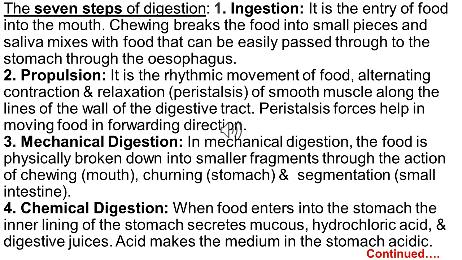Steps of digestion of food in the human body. There are 7 steps of digestion. These are ingestion, propulsion, mechanical digestion, chemical digestion, absorption, assimilation and egestion.